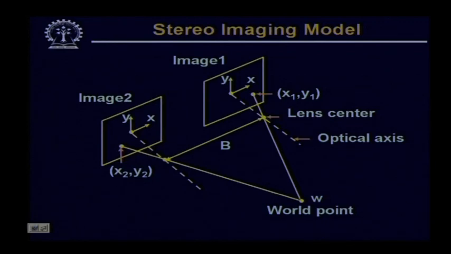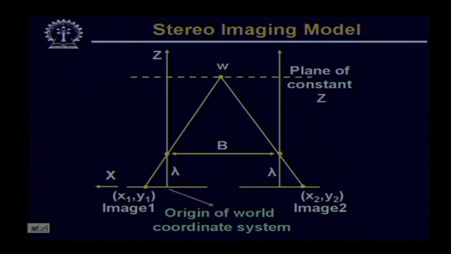Again here, for the given 3D point w, we have in image 1 the corresponding image point as x1, y1, and in image 2 we have the corresponding image point as x2, y2. Now, this imaging setup can be seen as a section where the x-y plane of both the cameras is perpendicular to the plane.